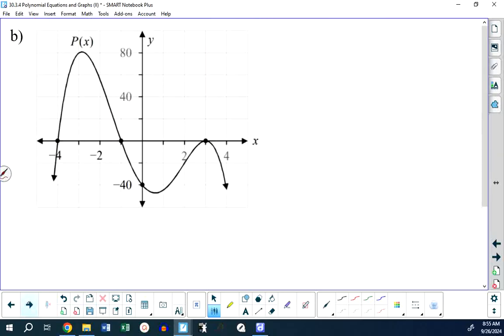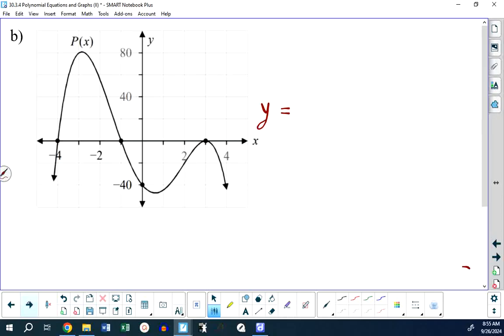Let's take a look at B. So we're going to go with what I call equation building. We're going to build the polynomial function. I'm just going to go ahead and write y equals, because I know I'm going to have to find a missing parameter, so I might as well think of it as y right now.